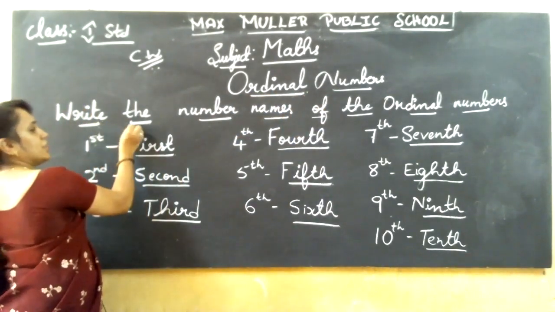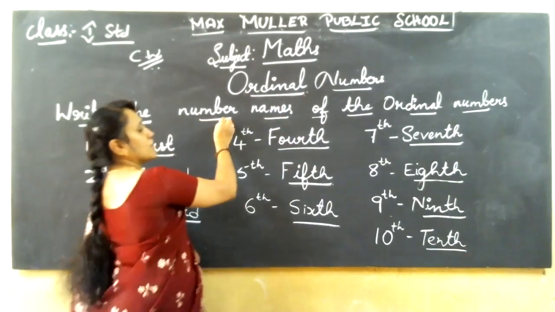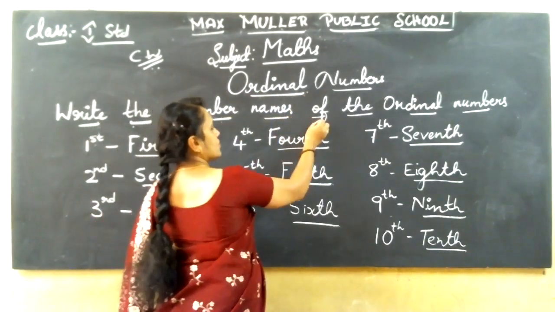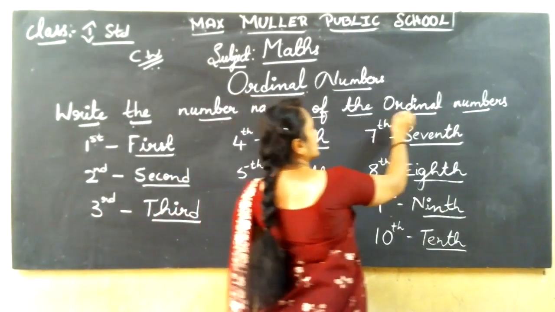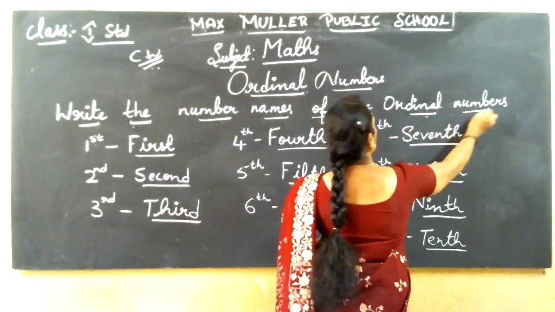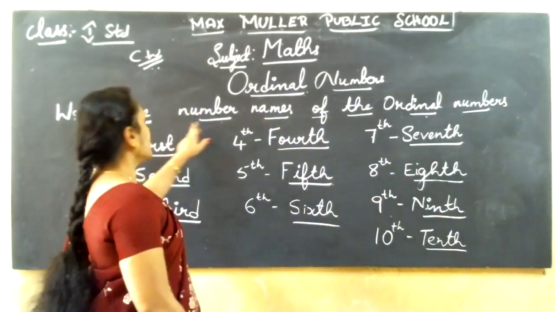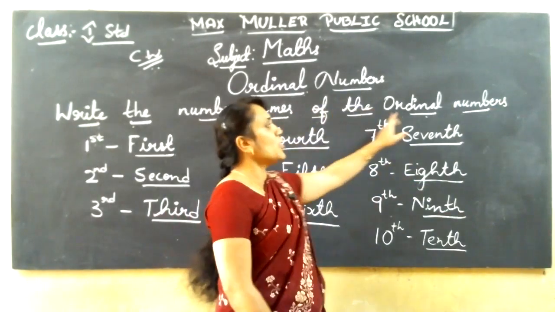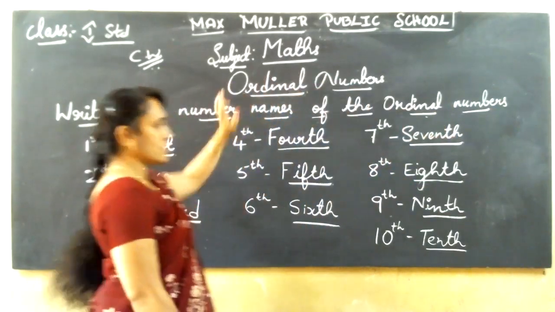W-R-I-T-E, write. T-H-E, the. N-U-M-B-E-R, number. N-A-M-E-S, names. O-F, of. T-H-E, the. O-R-D-I-N-A-L, ordinal. N-U-M-B-E-R-S, numbers. Write the number names of the ordinal numbers. Okay, that is the heading.